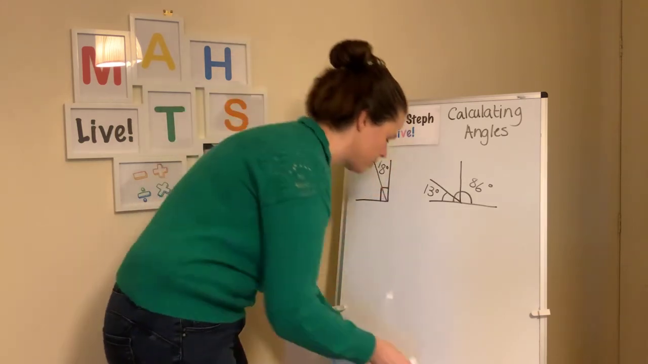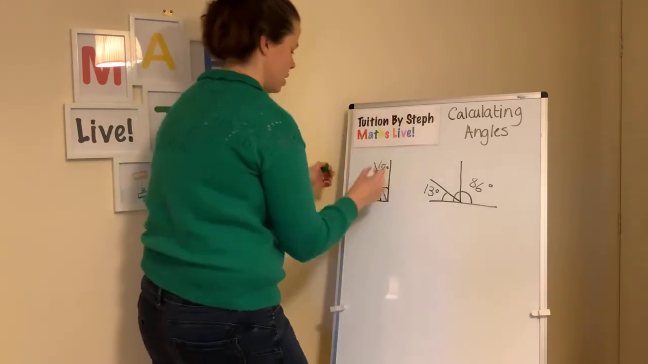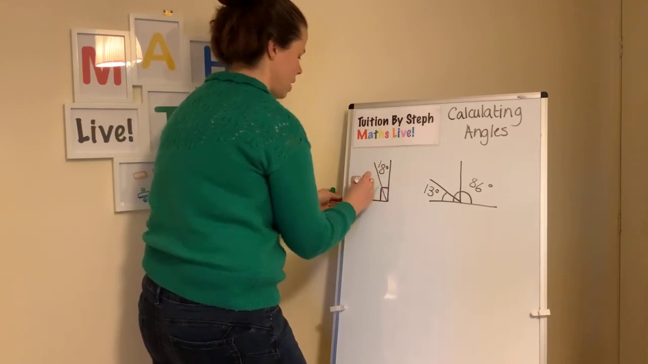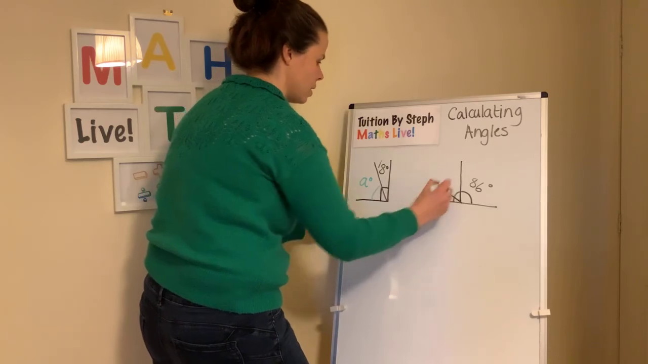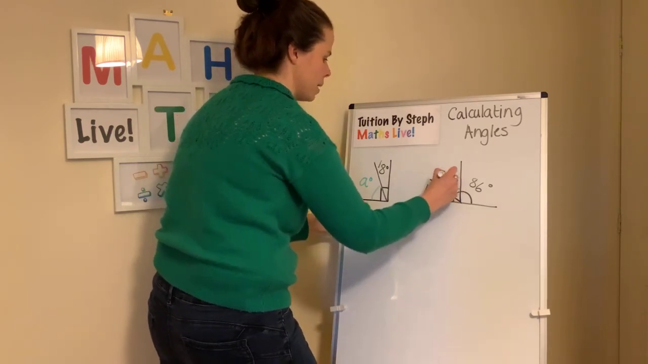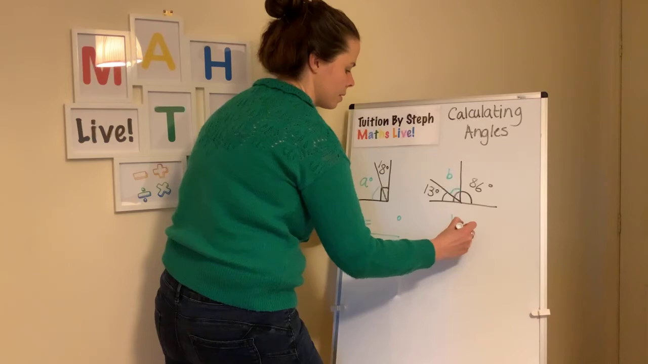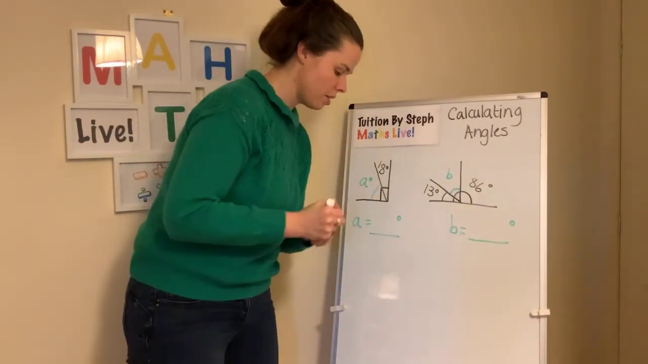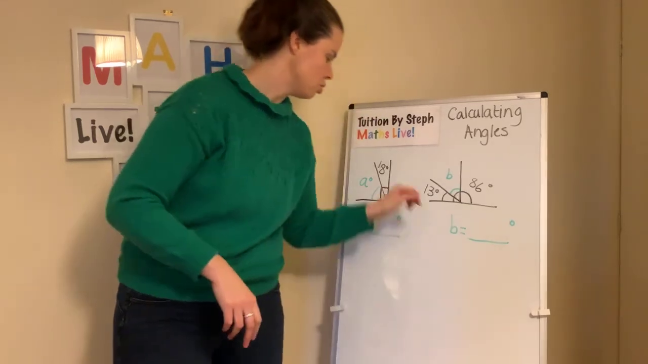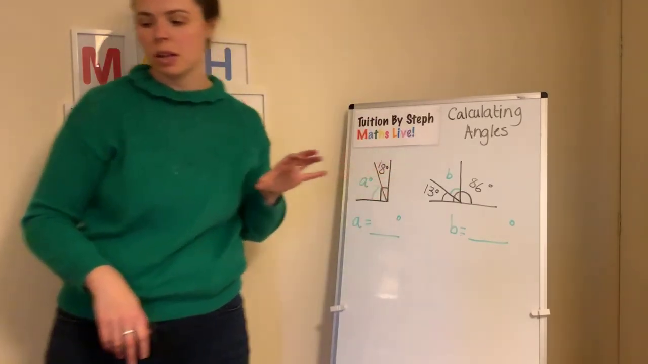So I'd like you to find the size of angle A and angle B. Have a go at that for me. Tricky, I know. But use your facts about a right angle and a straight line.